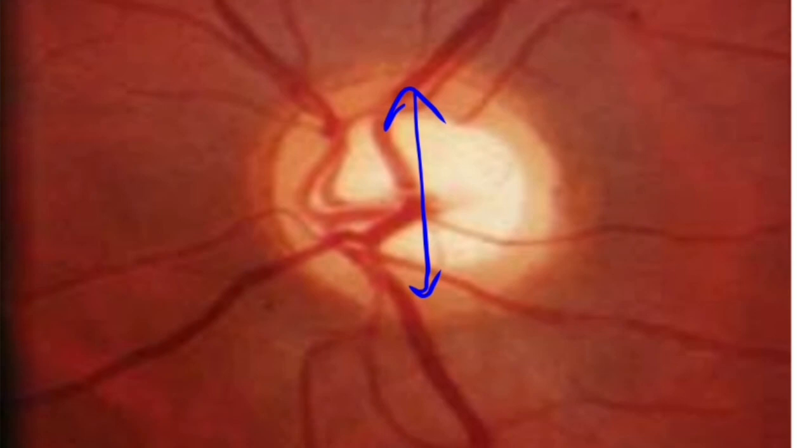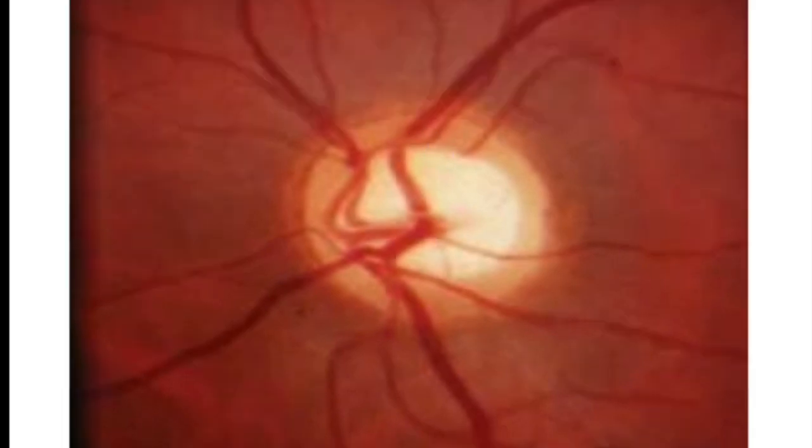Next important aspect is the depth of the cup. In some cases, the predominant pattern of early glaucomatous optic atrophy will be the deepening of the cup. So the depth of the cup is also important. How do we measure the depth of the cup? That is done by using a direct ophthalmoscope.